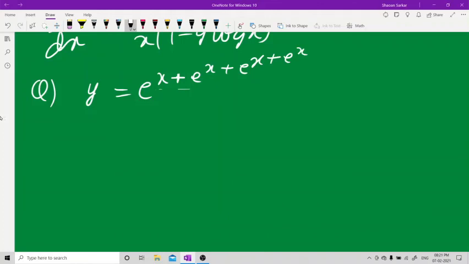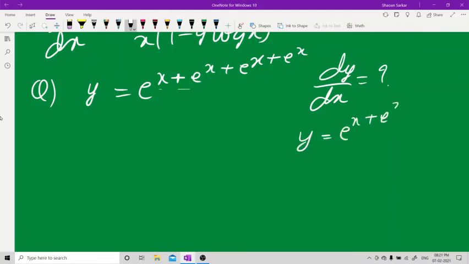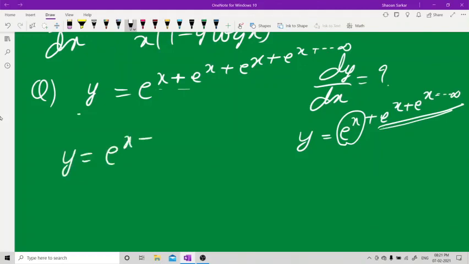Use the same concept that I used before. y is e to the power of x plus e to the power of x plus e to the power of x plus up to infinity. If you hide this one, the remaining looks exactly like y. So you can write y is equal to e to the power of x plus y.